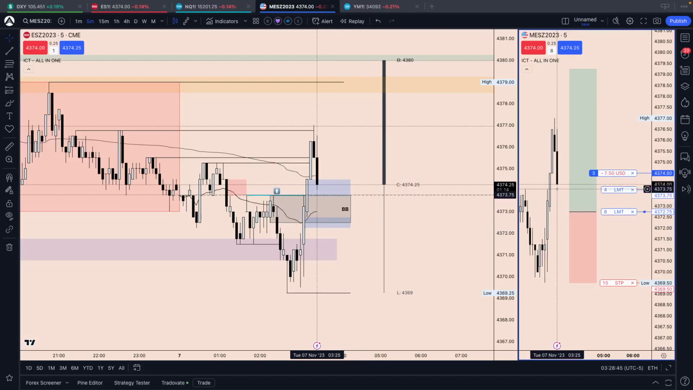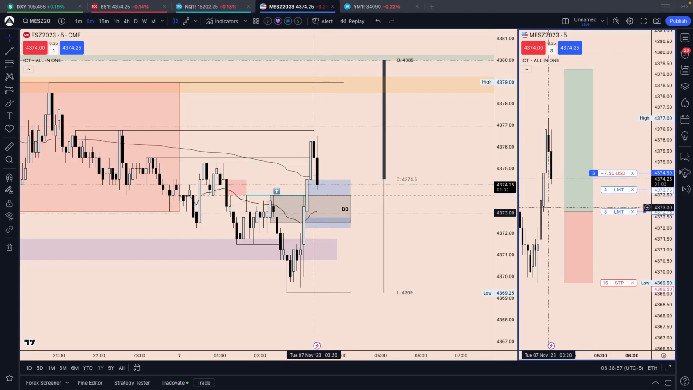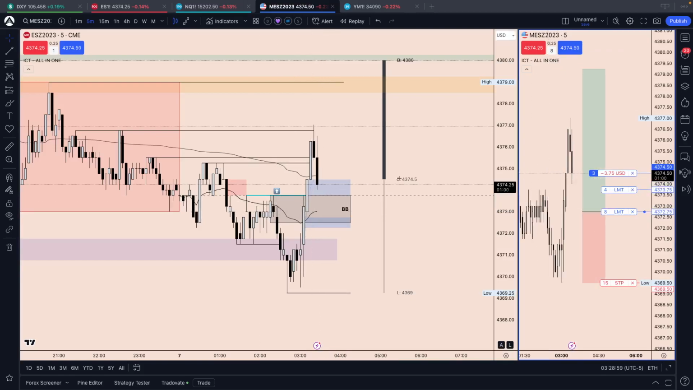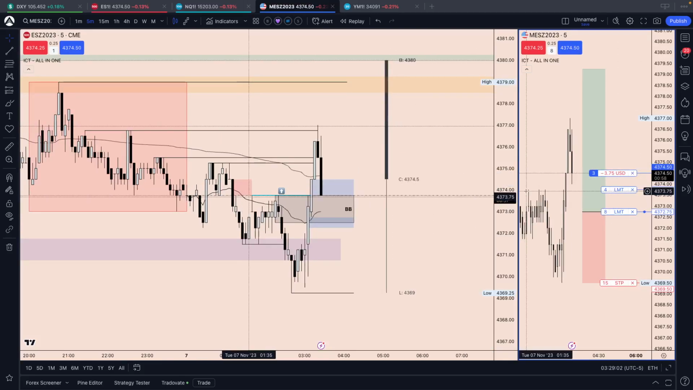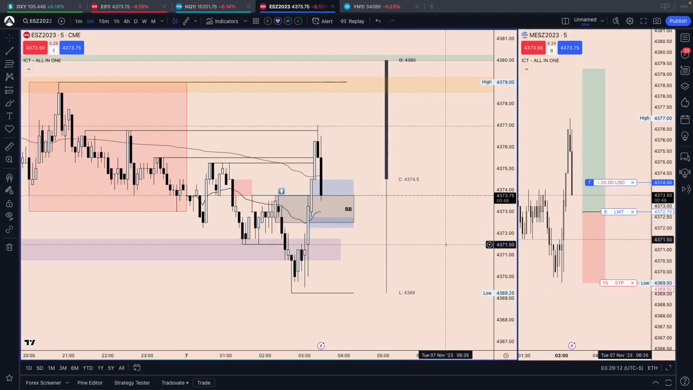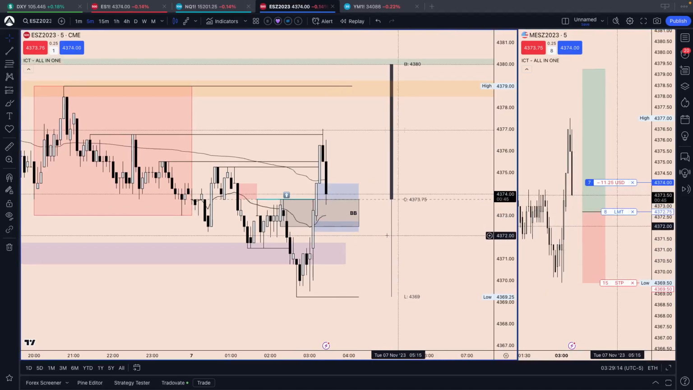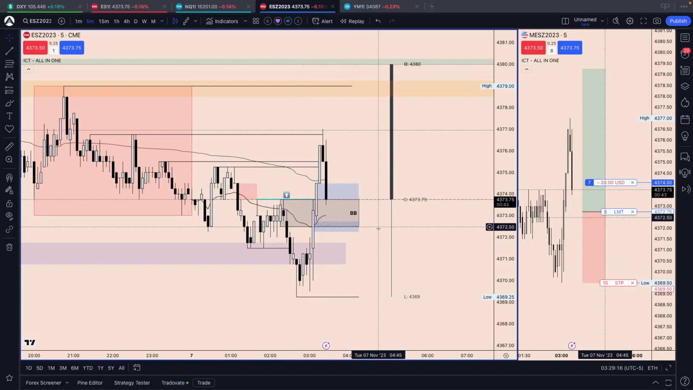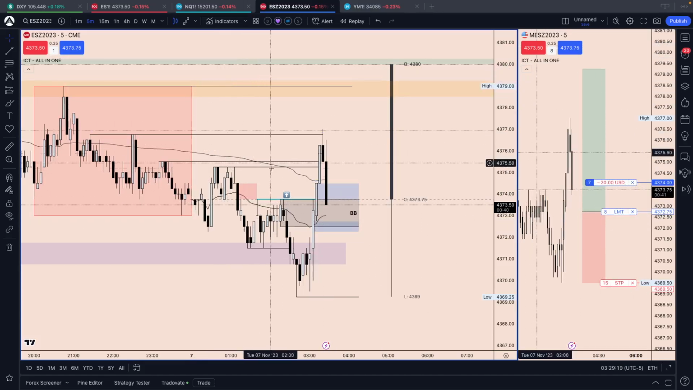Also hit the breaker block with the midnight level. Alright, now we hit our breaker block entry. Our main entry still comes in on the lowest fair value gap. Let's see what we do here now and how we close on a 5 minute time frame. A close below the midnight level wouldn't be ideal. So at least we're filled now with 50% of our position.